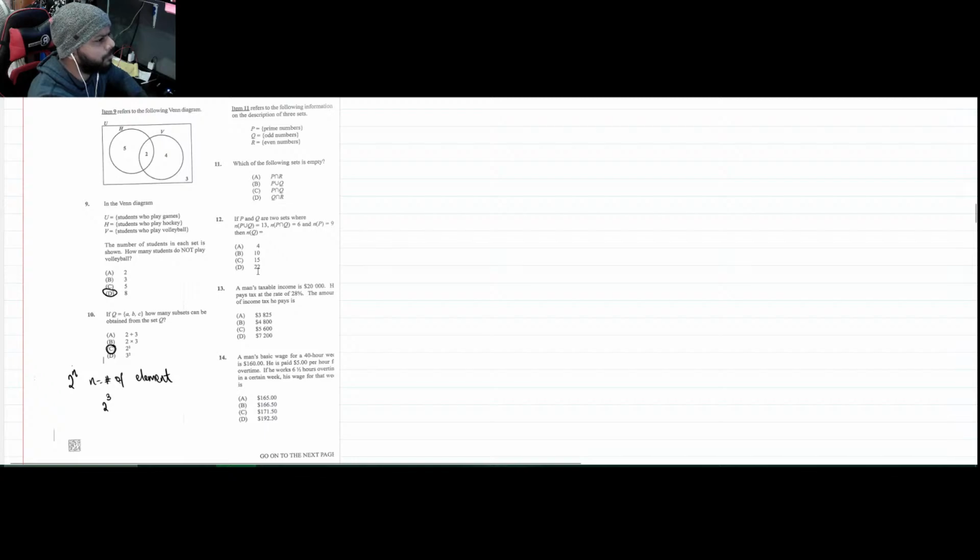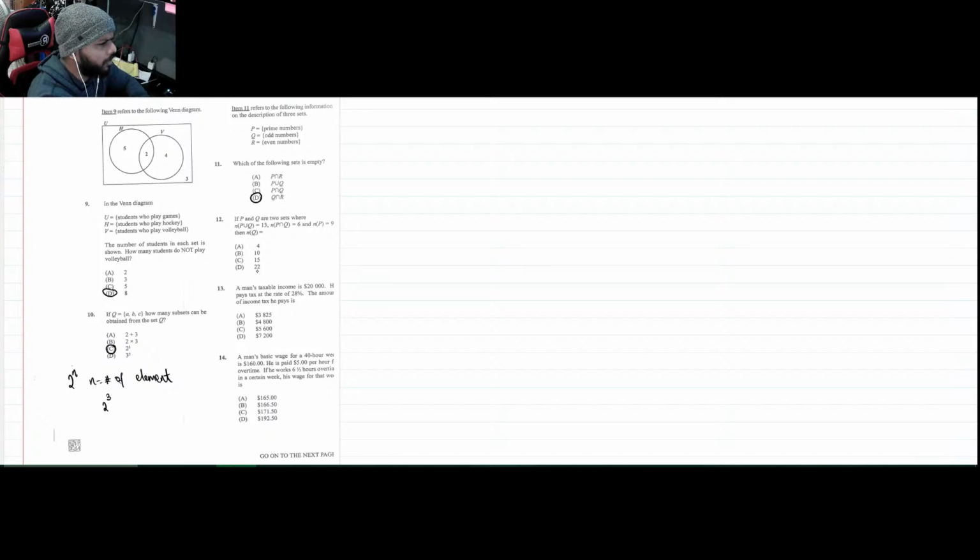Number 11. Which of the following sets is empty? If P is prime, Q is odd, and R is even: P intersect R, prime and even. Yes, 2 is a prime number and an even number, so that is not empty. P union Q will not be empty. P intersect Q, still not empty. Q intersect R will be empty because one is odd, one is even. They have nothing in common.